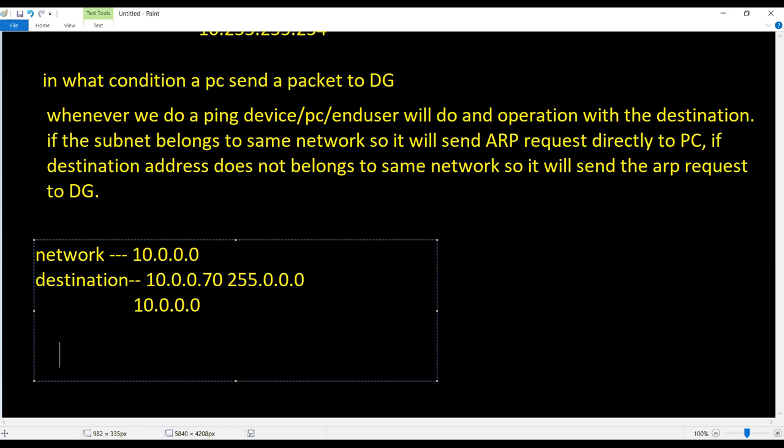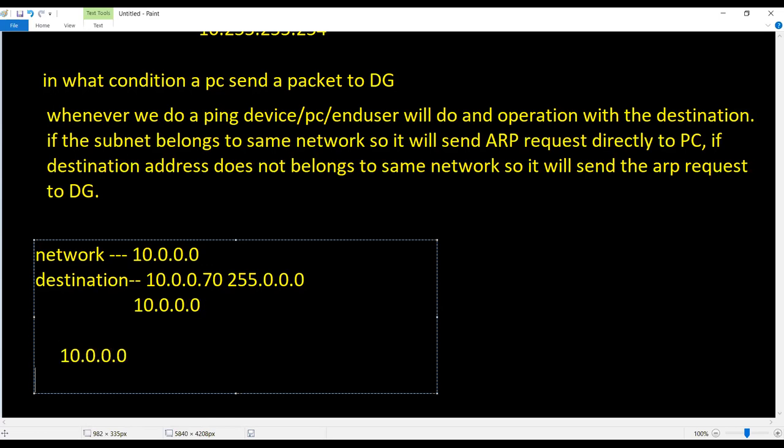And finally, it will do the AND operation. It means it will just put both things like this. If both are exactly the same, it means that it belongs to my same subnet. If not, it means that it does not belong to my same subnet. Finally, it is checking the network ID for both source and destination. If both belong to the same subnet ID, then it is part of my own network. Okay.